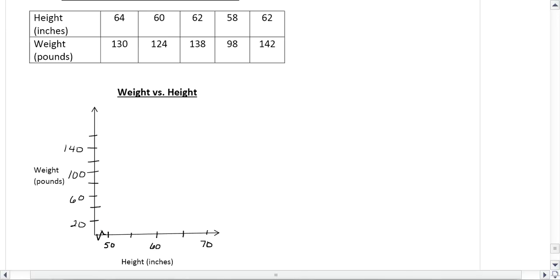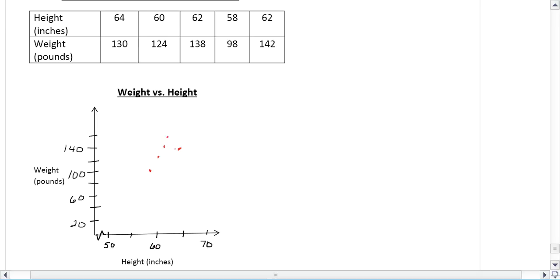Let's plot a height of 64 inches, would be right about here, to a weight of 130. And I'll just do the best I can without actually having graph paper here. And then let's graph 60 inches to 124 pounds, would be right about there. 62 inches to 138 pounds, right about there. 58 inches up to 98 pounds, right about there. 62 to 142.